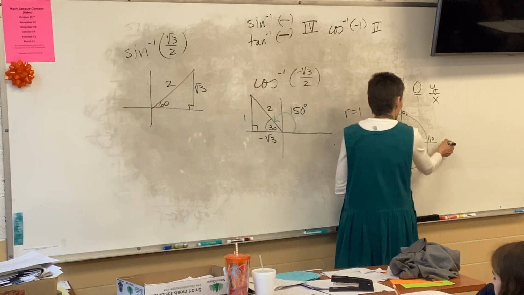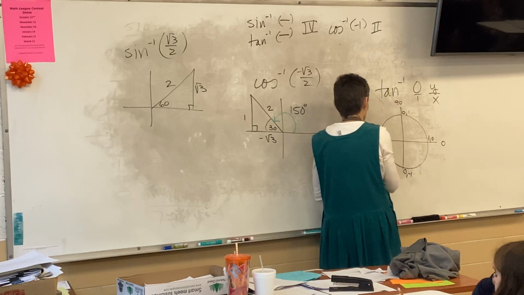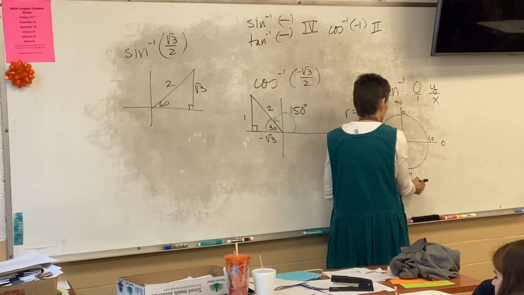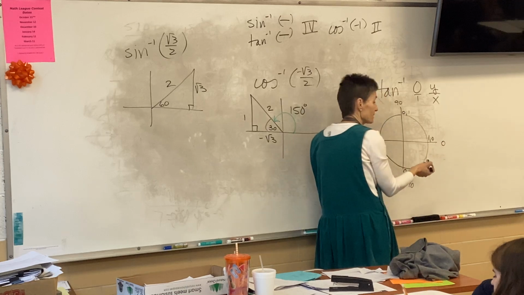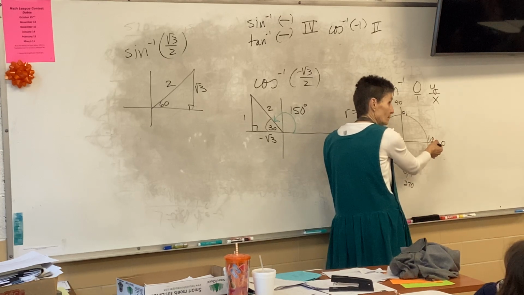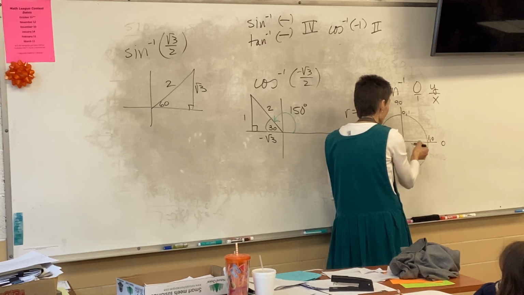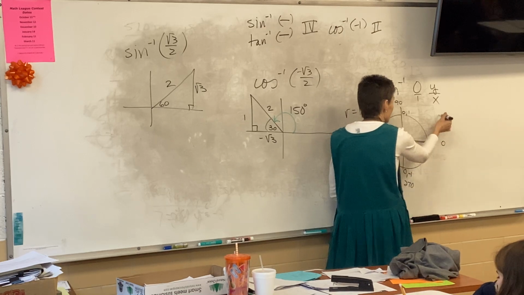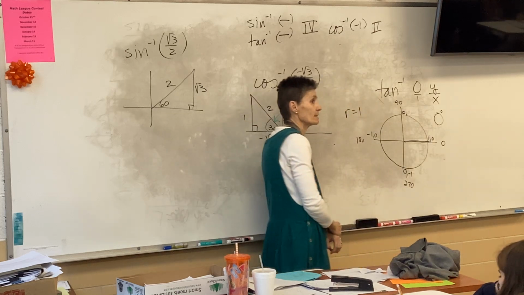Let's start right here at 0. This is the beginning. Y over x? 0 over 1? So what angle is that right here? What angle is this? 0. So the answer is 0 degrees.